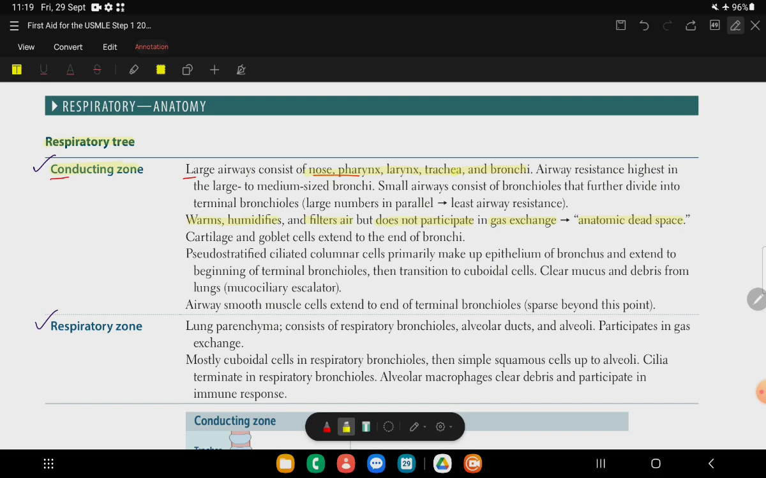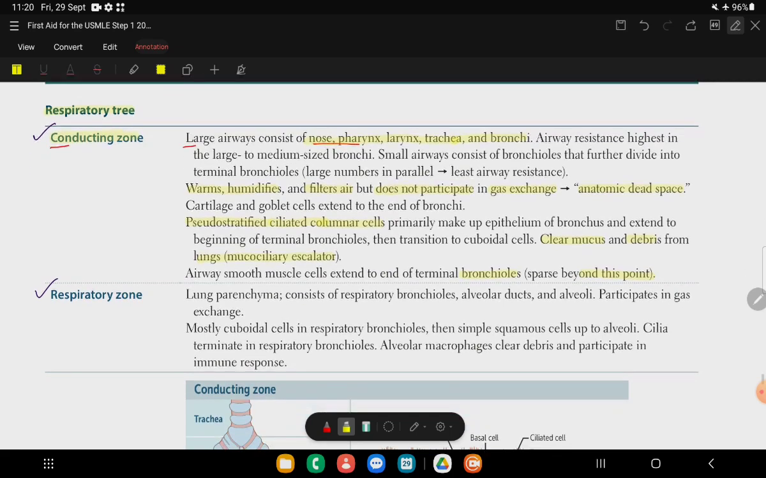Now, the cartilage and goblet cells extend to the intrabronchi. Pseudostratified ciliated columnar epithelial cells primarily make up the epithelium of the bronchus and extend to the beginning of the terminal bronchioles. The transition to cuboidal cells clears mucus and debris from the lungs, the mucociliary escalator. Airway smooth muscle cells extend to the end of the terminal bronchioles, and beyond this point there is none. Now, it is a terminal bronchiole.